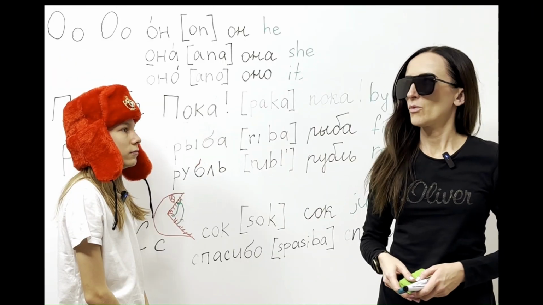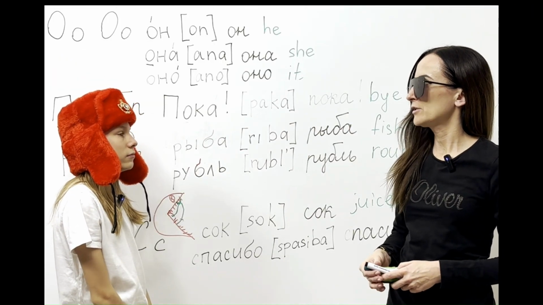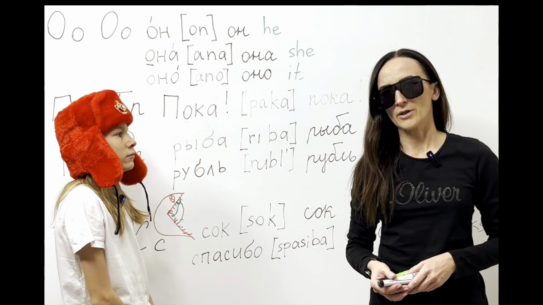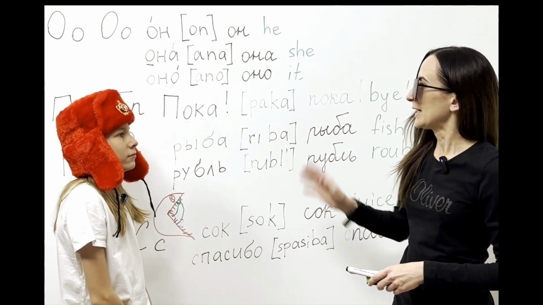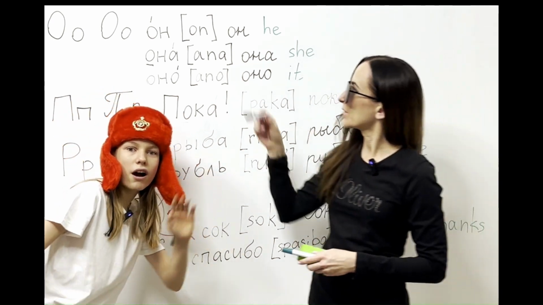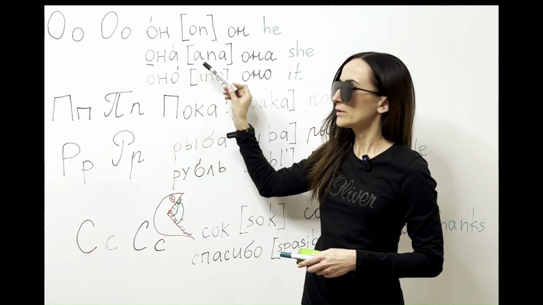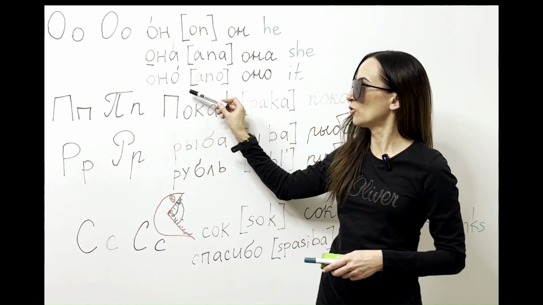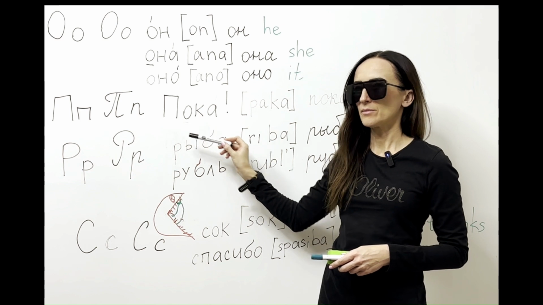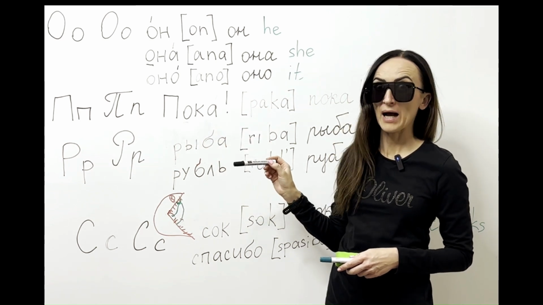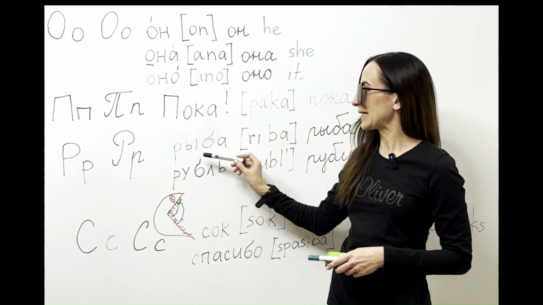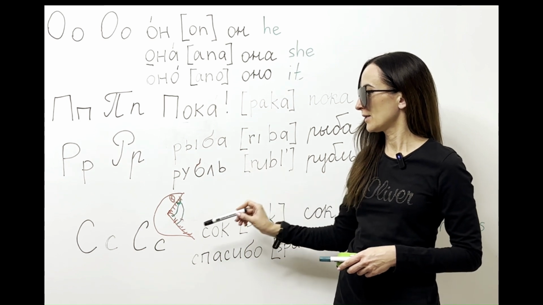So one more time, I'm gonna read the letters and the words. Make sure you pronounce them correctly. Пока-пока. О, он, она, оно. П, пока, попа. Р, рыба, рубль. С, сок, спасибо.